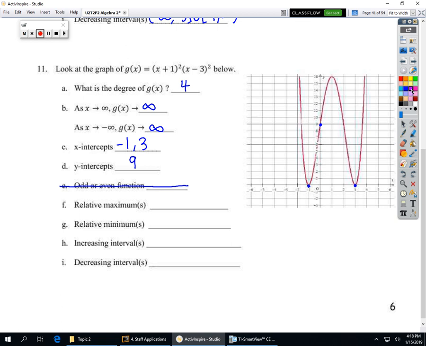Relative maximums, they occur here. That's at, what is this? 1, 16.